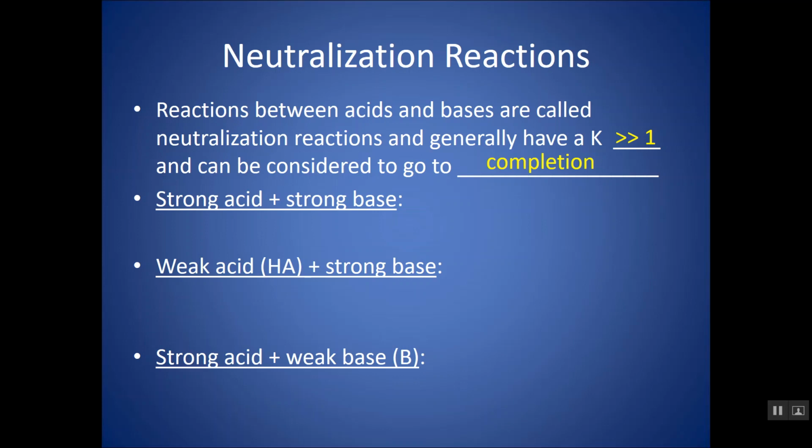So if we were writing a strong acid and strong base, remember my net ionic equation would be H+ would react with all the OH- that's present and produce H2O. And I'm assuming this would go to completion. Notice that there is just an arrow pointed to the right.